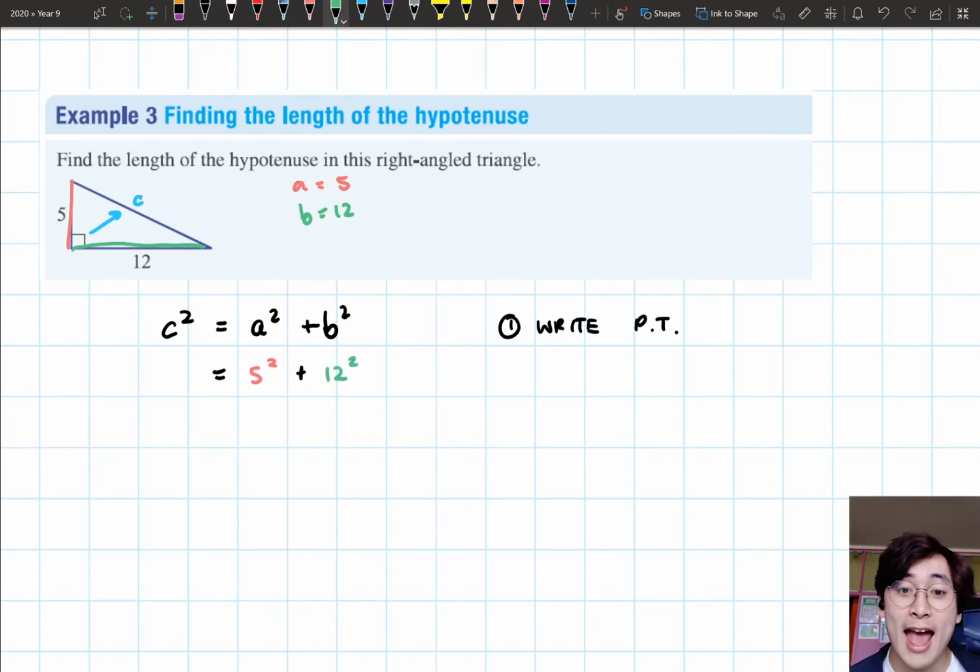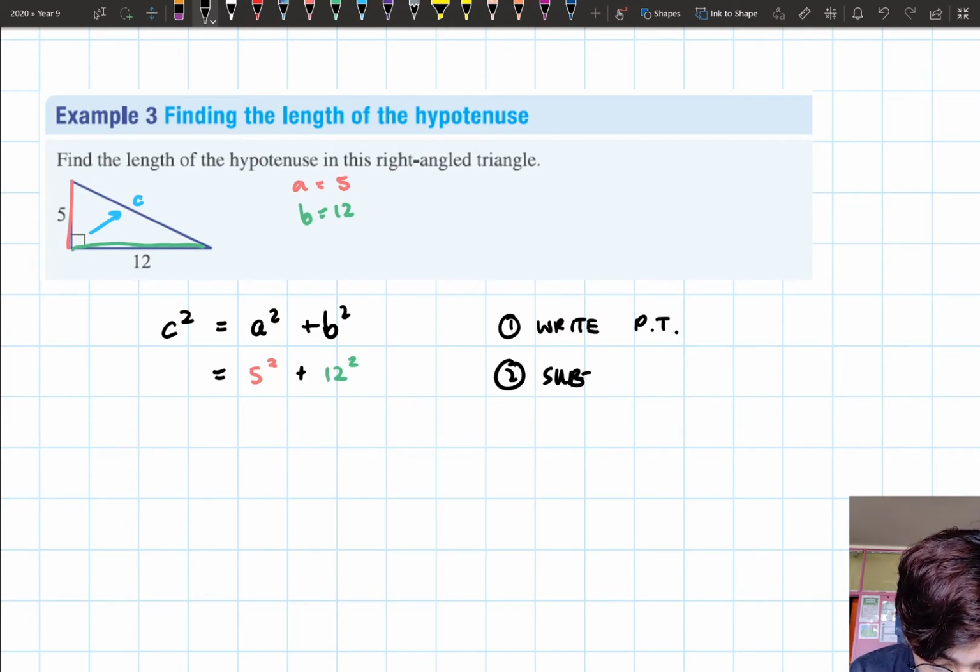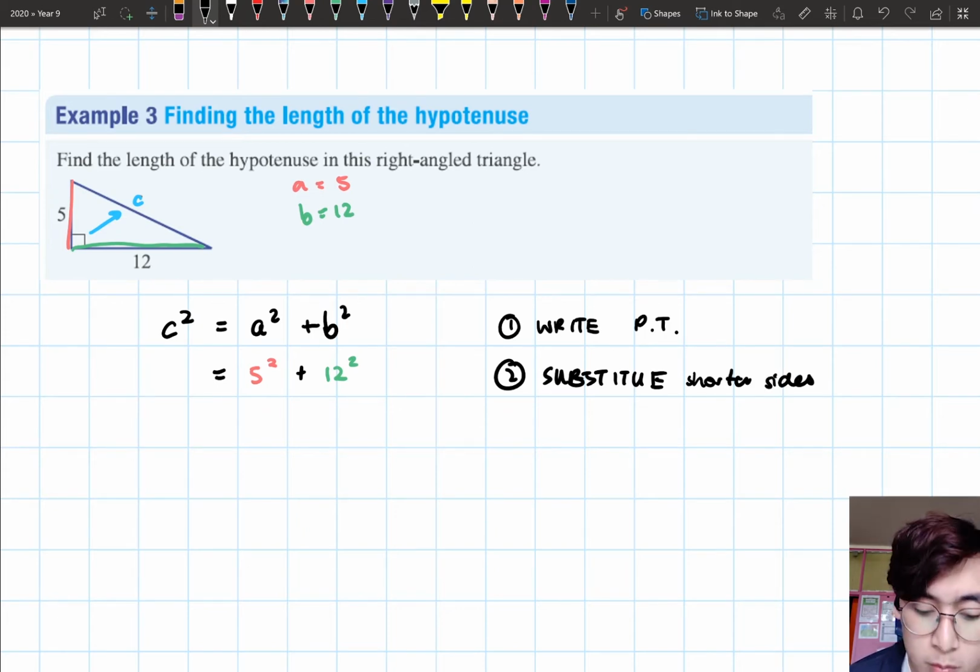I've substituted a is equal to 5, so I've replaced a with 5, and then I've replaced b with 12. So all I've done here is I've replaced or substituted my numerical values in the place of a and b. Okay, so that's the second step. So this is second step. Substitute shorter sides. I'm just writing the steps along on the side just so you can see me doing this step.